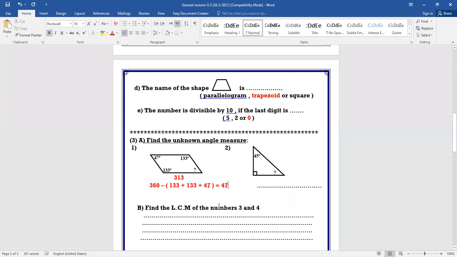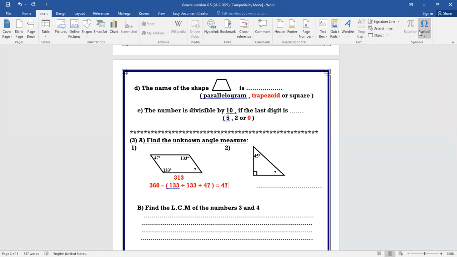Here also we can use the property in the parallelogram. We said each two opposite angles are equal in measure. Because this angle is 47, then the opposite of it will also be 47. You have this property in the parallelogram: each two opposite angles are equal in measure.